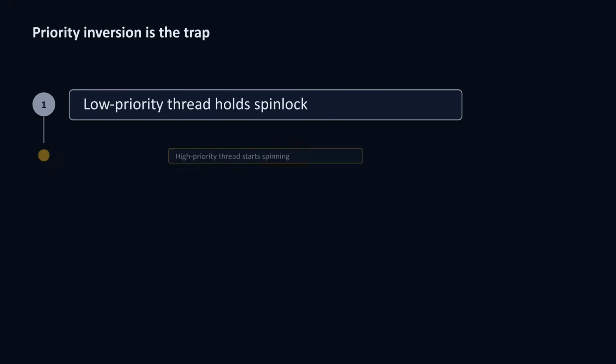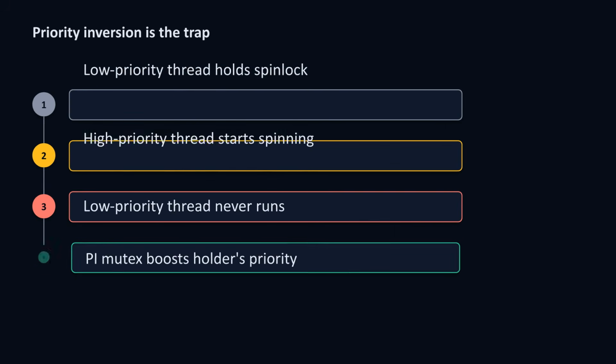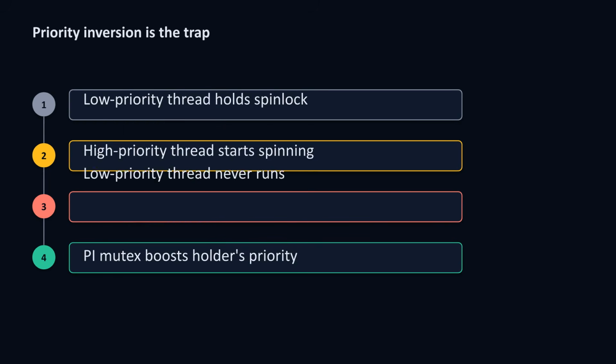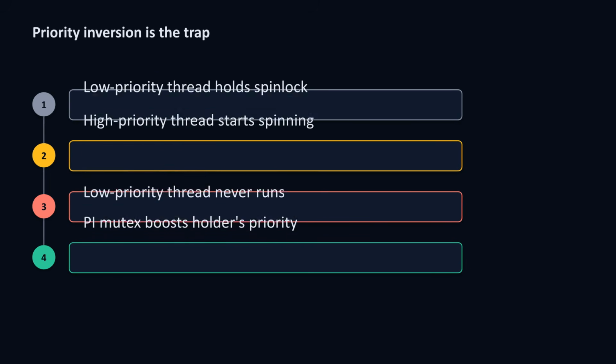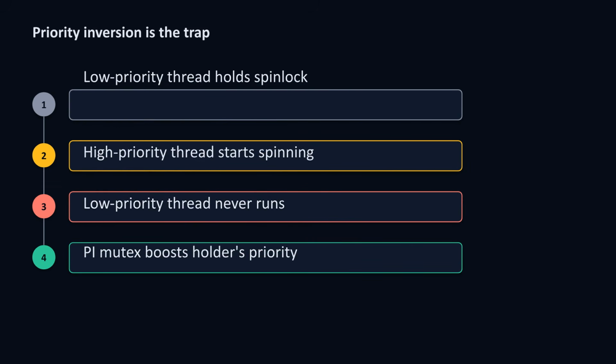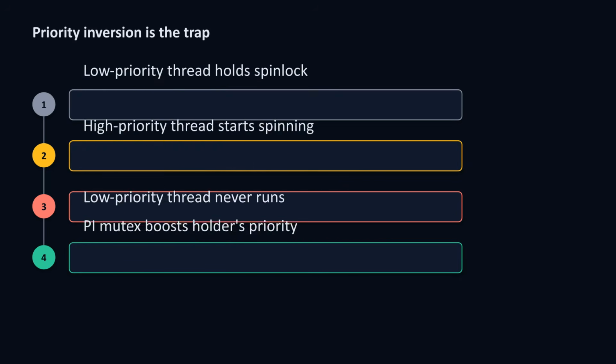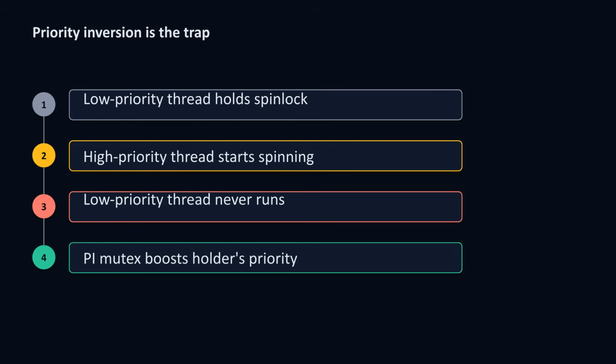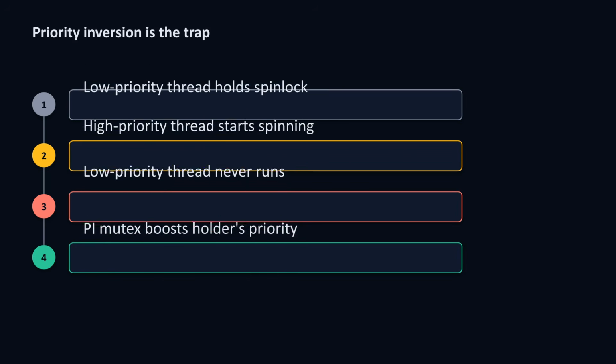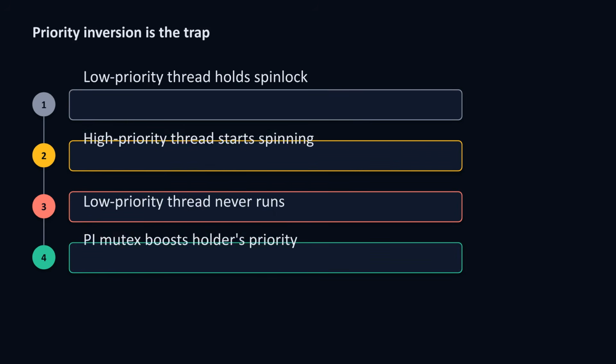Here's the trap almost nobody warns you about. A low-priority thread holds a spinlock. A high-priority thread starts spinning, waiting for it. But the low-priority thread never gets CPU time because the high-priority thread is hogging the core, just spinning. That's a deadlock hiding as a scheduling problem.